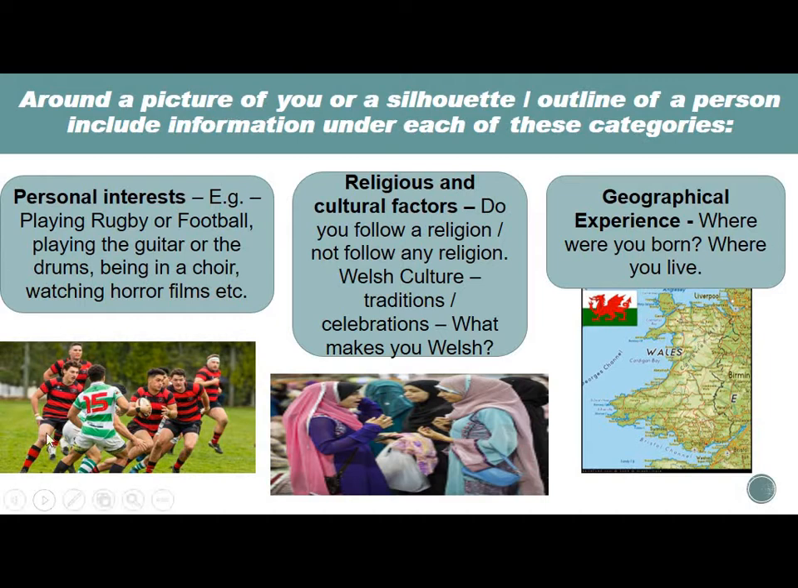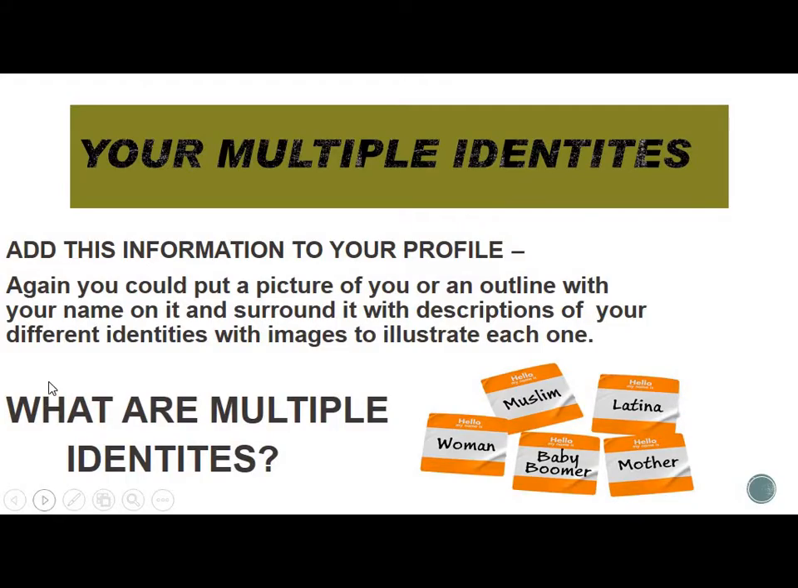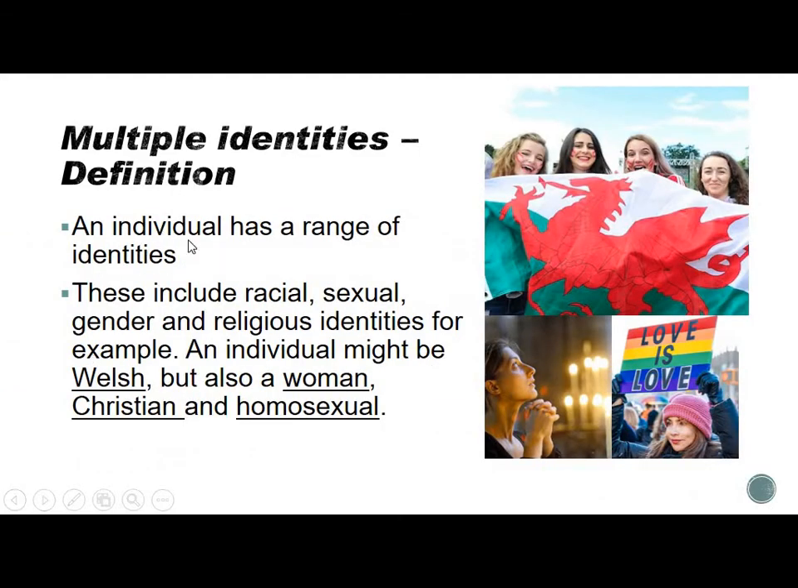Okay, if you've pressed play on the video, we are now moving on to a new area of Section 5, your multiple identities. Every person you know has multiple identities. You're going to think now, what are your identities? Are you just one person, or are you different in everybody's eyes? For example, you could be a Muslim, woman, baby boomer, Latina, and a mother.